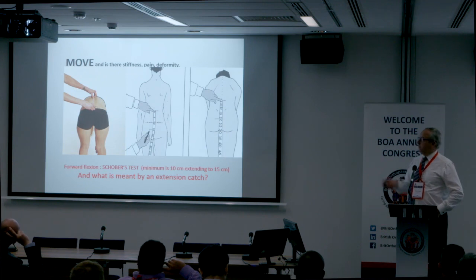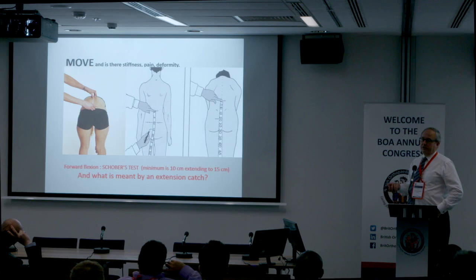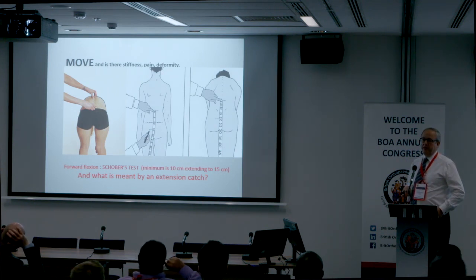I go on to moving the spine, and you're looking for stiffness, you're looking for deformity that's disclosed or abolished with them moving, and you need to know whether they're in pain. This is forward flexion of the lumbar spine. You should always be aware that patients can have very stiff lumbar spines but very mobile hips, so always have a think about where the movement's occurring.